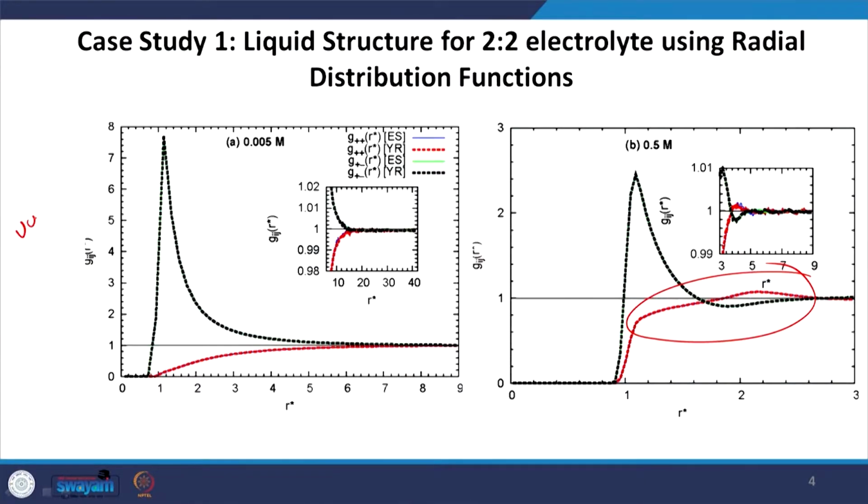simply because there is stronger interaction once we have a 2:2 electrolyte, because my Coulombic interaction is given as QiQj by 4 pi epsilon epsilon rij, and QiQj goes like ZiZj, the valencies. So, if I increase the valency, you will have a strong Coulomb interaction, and that will change the liquid structure. That means there will be a stronger binding between the plus and minus compared to the 1:1 case when I look at the 2:2 case.